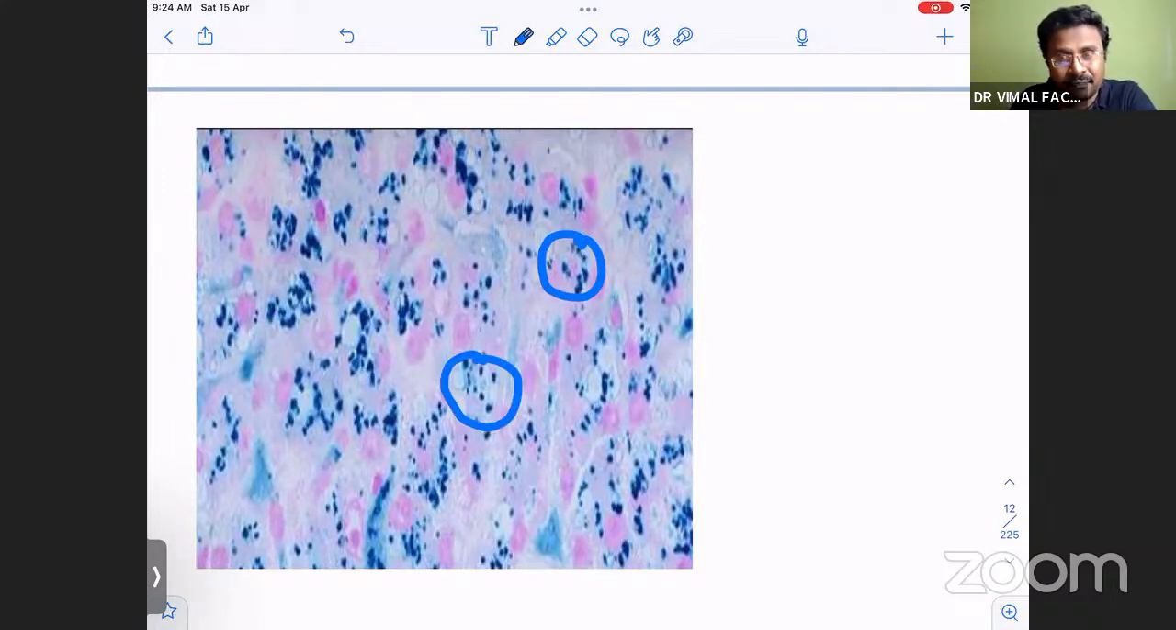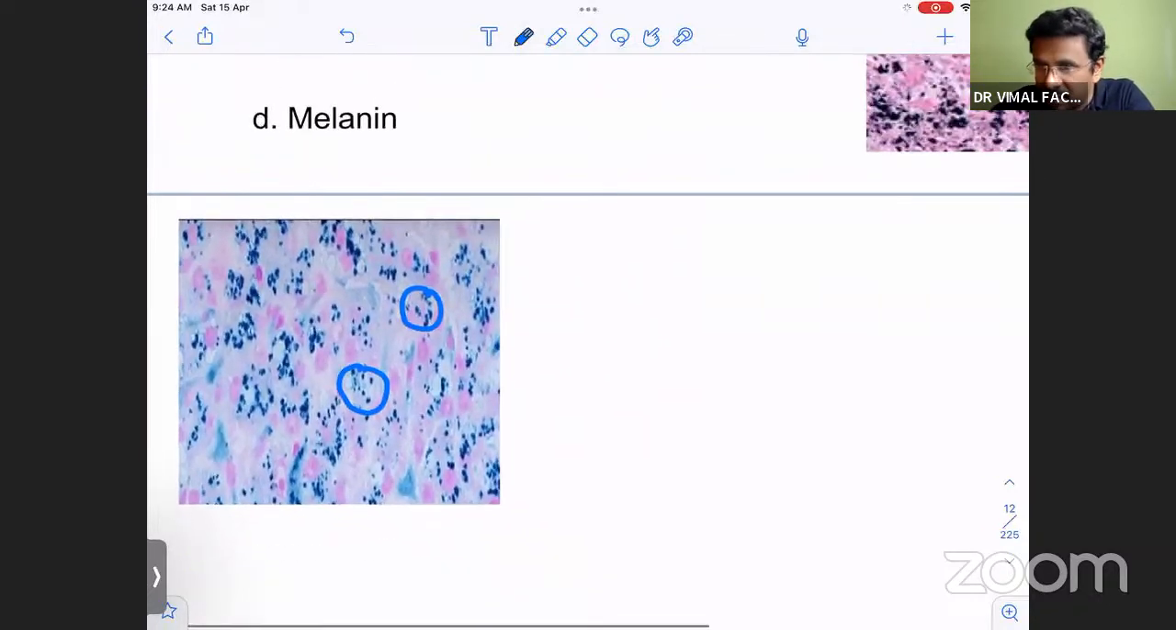So what is this stain? Yes, very good. This is the Pearl's Prussian blue.